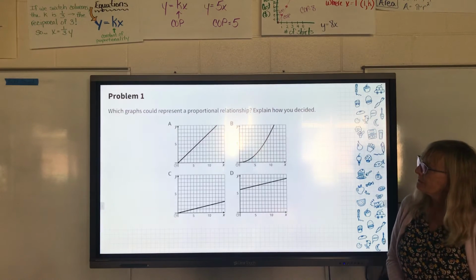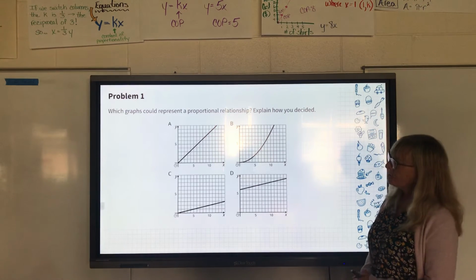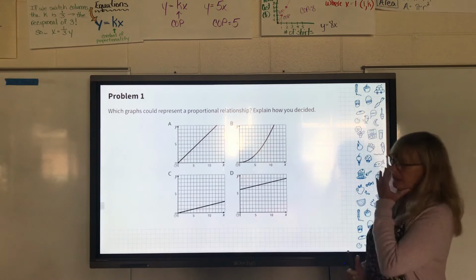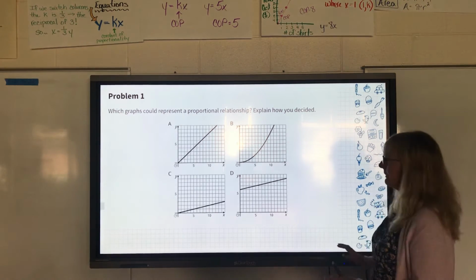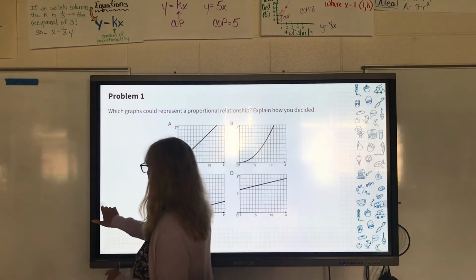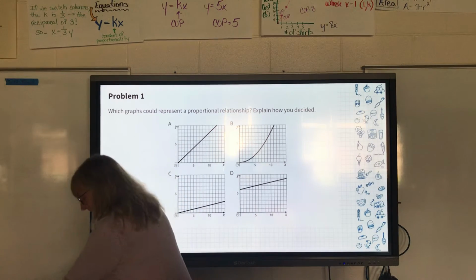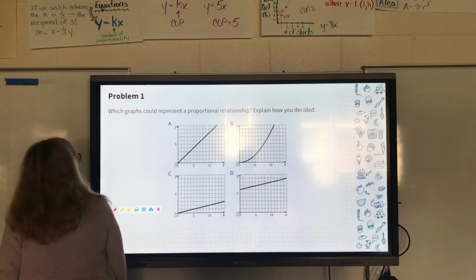All right, let's start with the practice problems. Which graphs could represent a proportional relationship? So remember, we are looking for 1, is it linear? And 2, does it go through the point of origin?